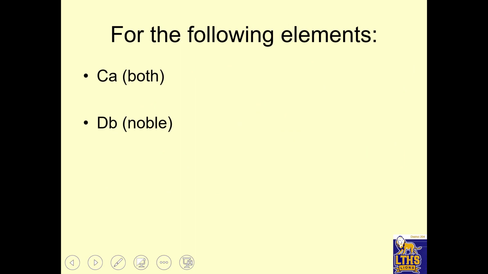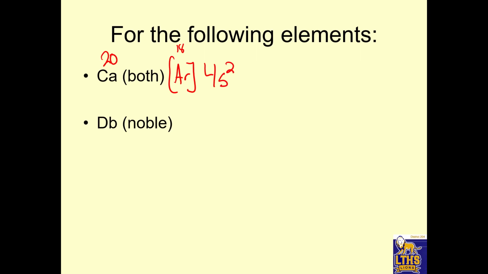For the following elements, calcium. So for calcium, I'm just going to do the core notation because I'm running a little late today. So calcium is number 20. The preceding noble gas is argon, which is 18. So I'm just going to put argon in there. And that's 18. Now I need to show number 19 and number 20. Well, potassium and calcium are on the fourth row, s block, 2.